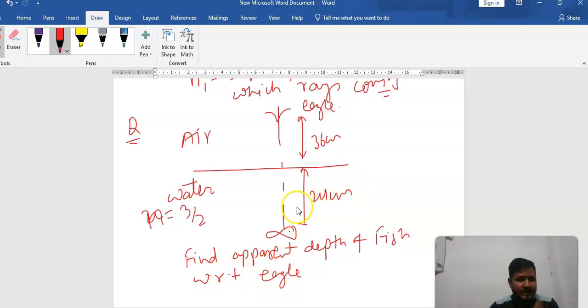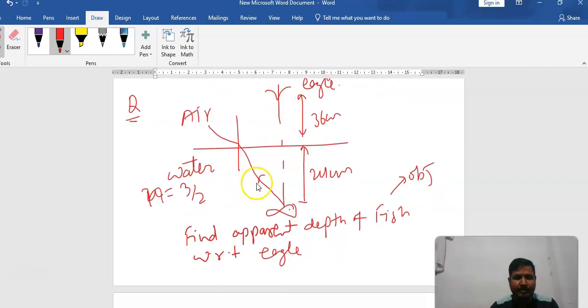So here, which one is the object and which one is the observer? You can see the fish will be the object, and the eagle is the observer. So the rays will be coming from the object, and they will go to the eye of the eagle. So which one is n1? n1 is 3 by 2.